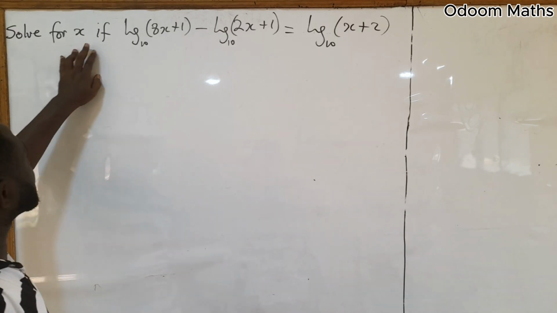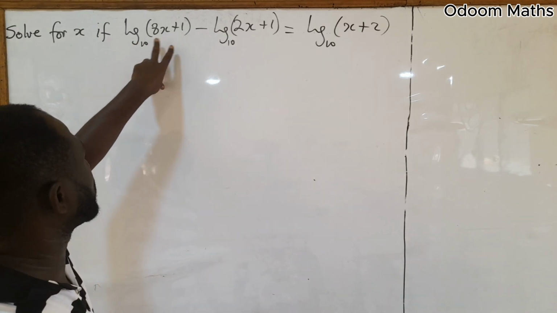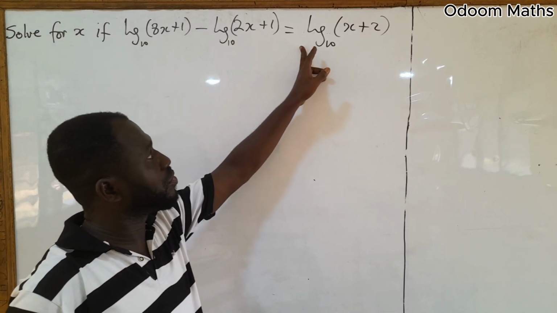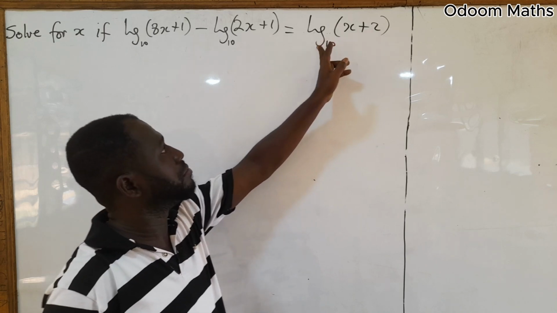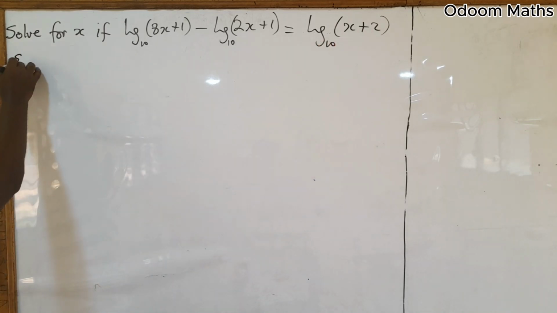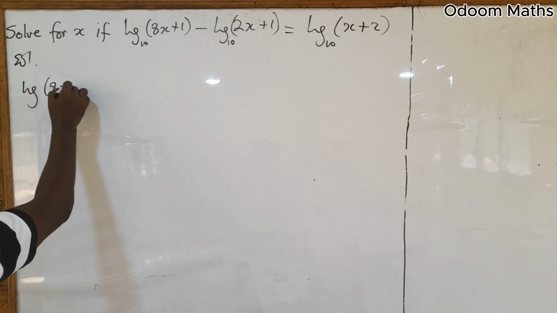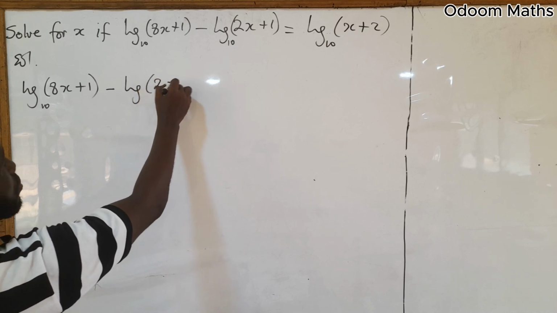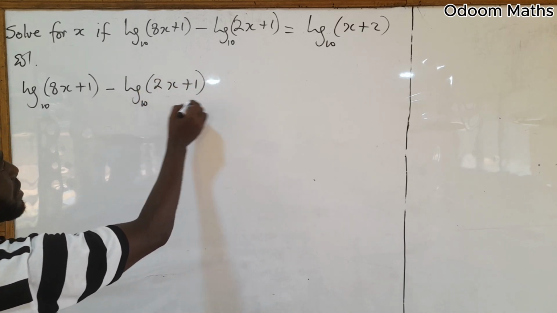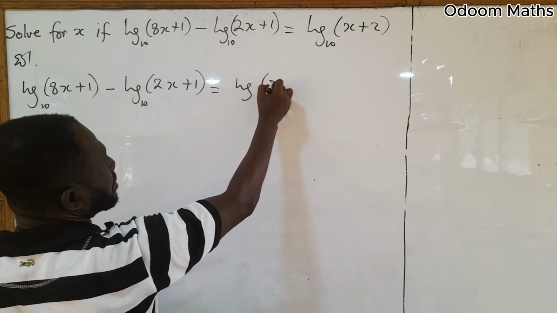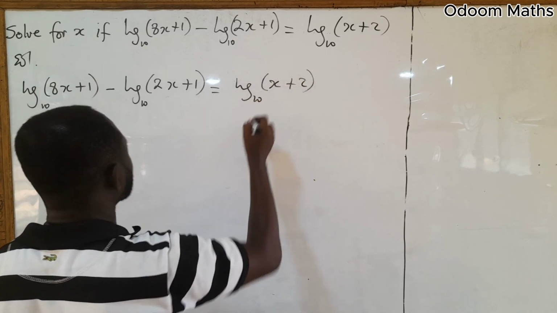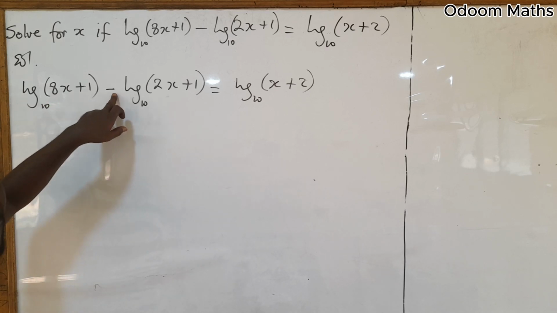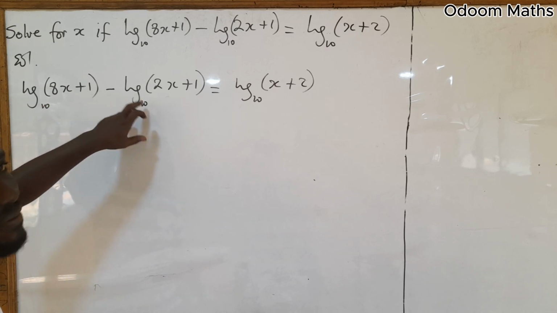Okay, so solve for x if log 8x plus 1 base 10 minus log 2x plus 1 base 10 is equal to log x plus 2 base 10. So log into brackets 8x plus 1 base 10 minus log 2x plus 1 base 10 is equal to log x plus 2 base 10. They have the same base, subtracting. So it means we can divide them.